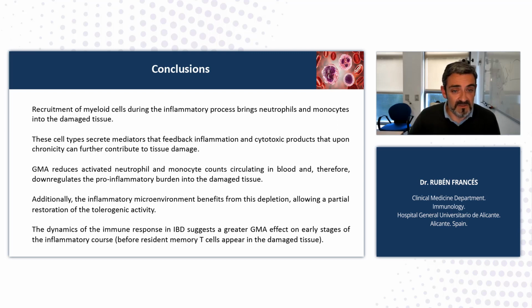GMA reduces activated neutrophil and monocyte counts circulating in blood, and therefore it downregulates the pro-inflammatory burden into the damaged tissue. It's also important to note that the inflammatory microenvironment may benefit from this downregulation, allowing a partial restoration of the tolerogenic activity, which is very important for counterbalancing the inflammatory response. And also remember that the dynamics of the immune response in IBD suggest a greater GMA effect on early stages of the inflammatory course, before these resident memory T cells can appear in the damaged tissue. And that was all on my side.